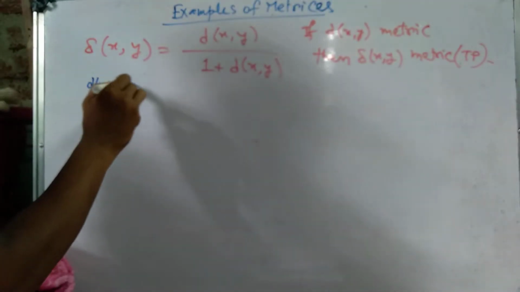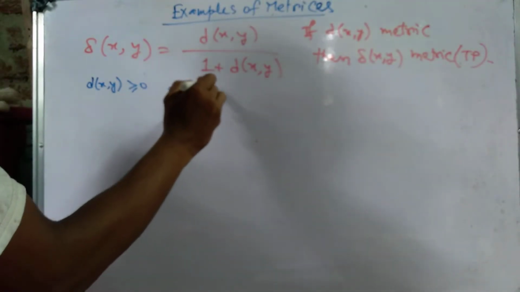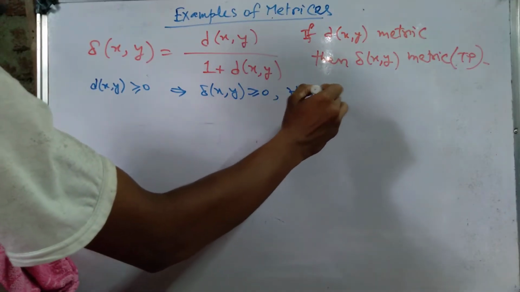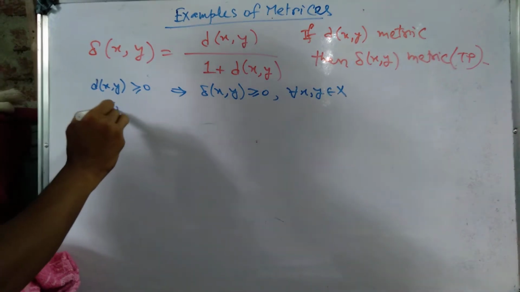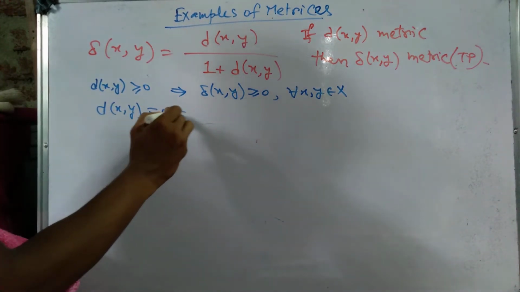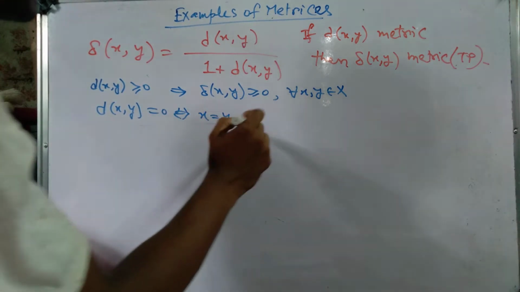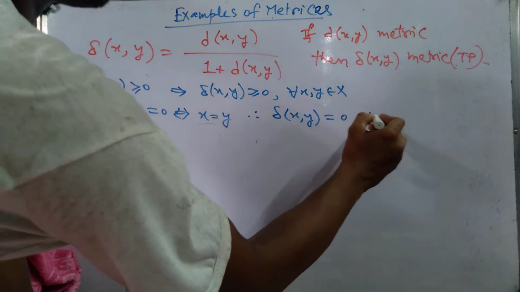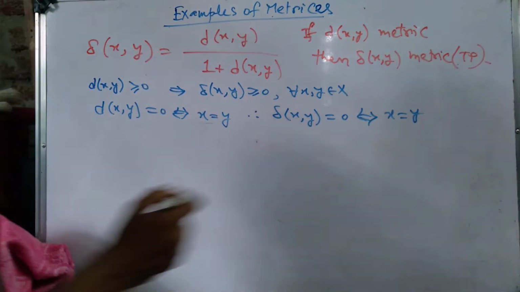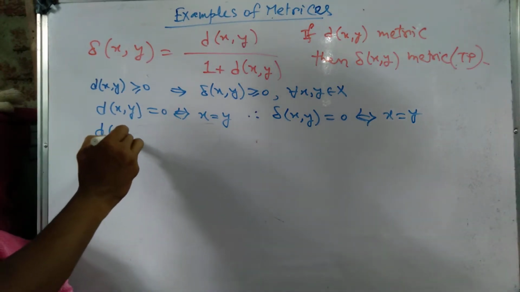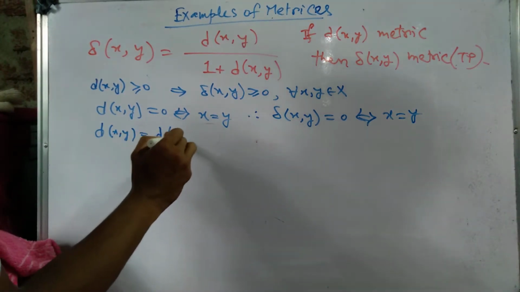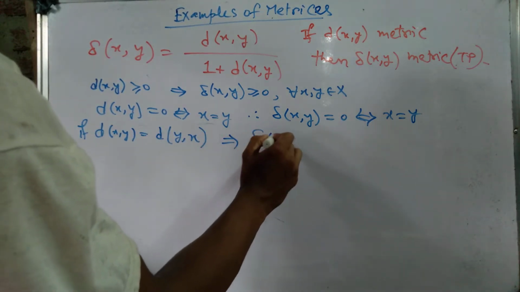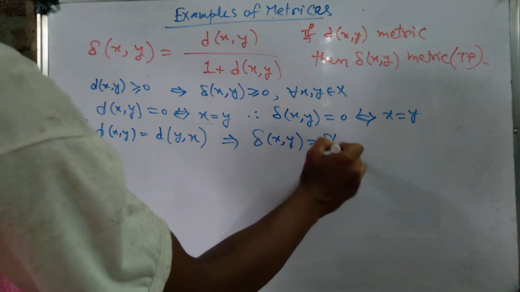Now we write it simply. d(x,y) greater than or equal to 0 implies that delta(x,y) is greater than or equal to 0 for all x, y belonging to X. d(x,y) equal to 0 implies x equal to y. Similarly, delta(x,y) equal to 0 implies x equal to y. Now d(x,y) equal to d(y,x); if this happens, this implies that delta(x,y) equal to delta(y,x).